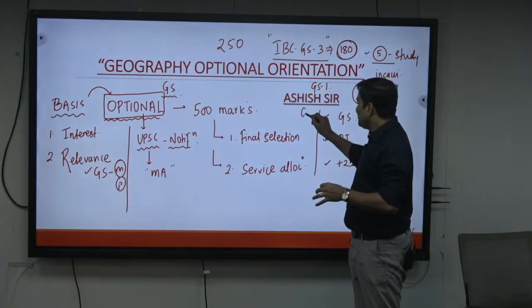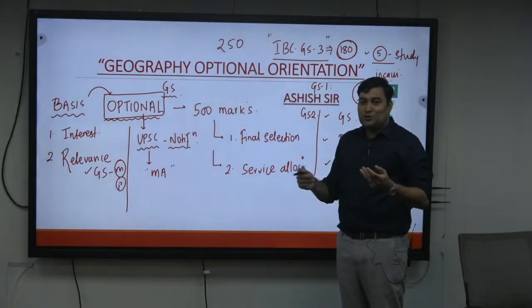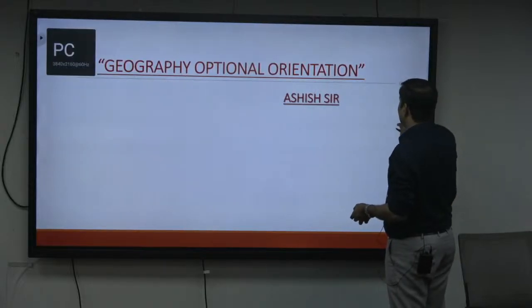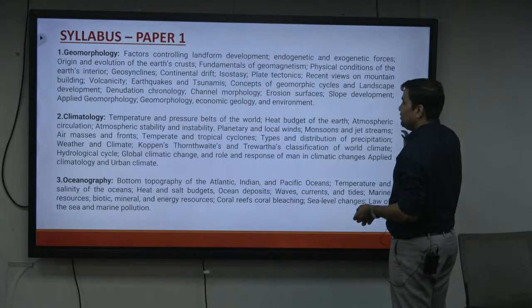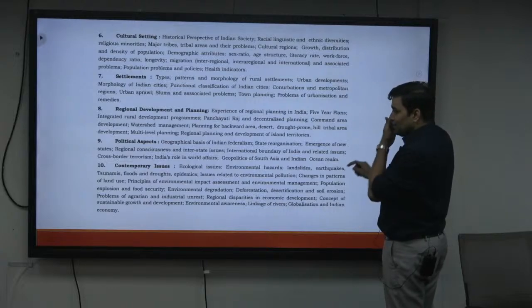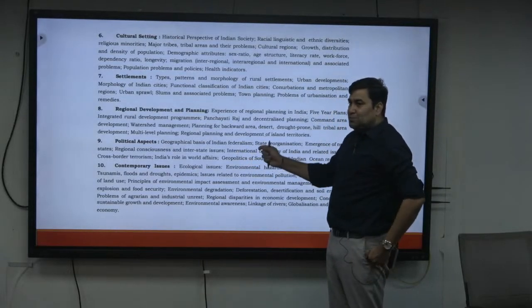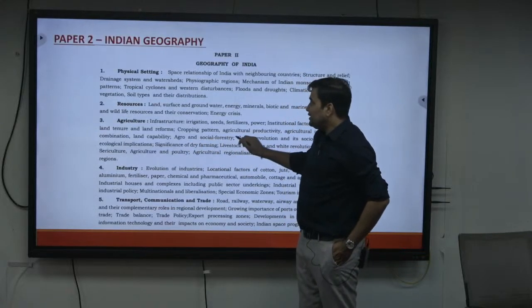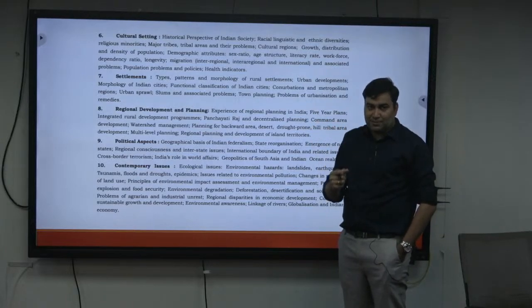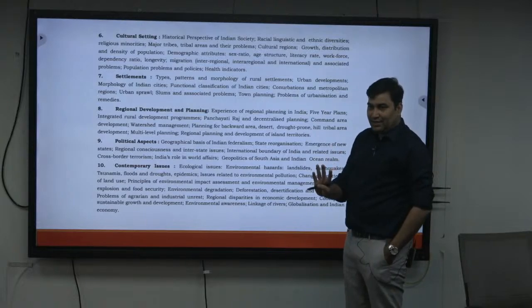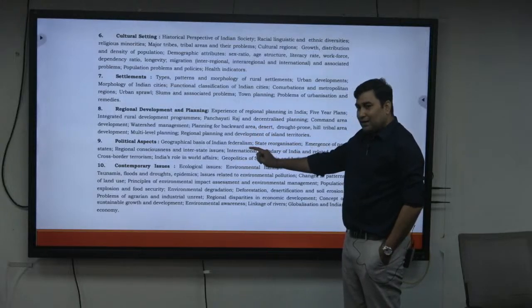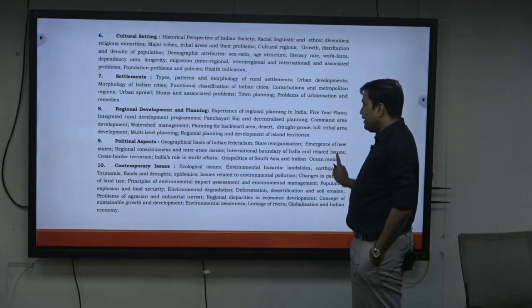Coming to GS paper 2, if you consider what the relevance of geography is in GS paper 2, then just see here. This is the syllabus we are going to discuss in detail, but here I just want to show you. See this political aspect. In this political aspect, if you just see geographic basis for Indian federalism. Federalism is a topic of polity, but we have to understand it from a geographic perspective. State reorganization, correct? Emergence of new states, correct? Interstate issues. Now from here, you just see international boundary of India and related issues.